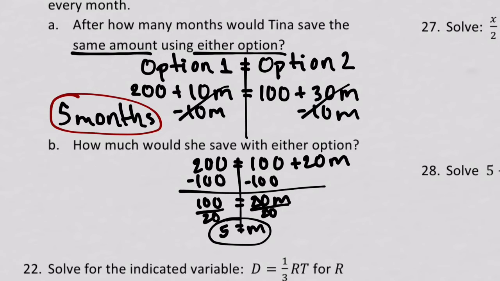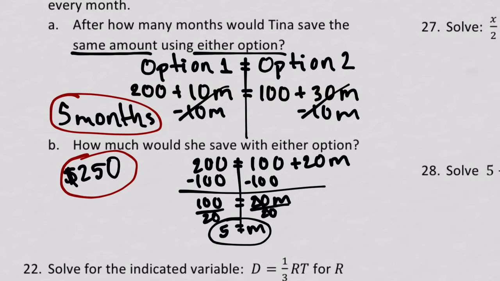Part B says, how much would she save with either option? So how much would she be saving in option 1 or option 2? Now, since they're the same after 5 months, just plug it into either option 1 or option 2. Either one should give you the same answer. I'm going to plug it in on the left side. Right here I can use mental math. 10 times m, 10 times 5 is 50. 200 plus 50 is $250. So she would save $250.